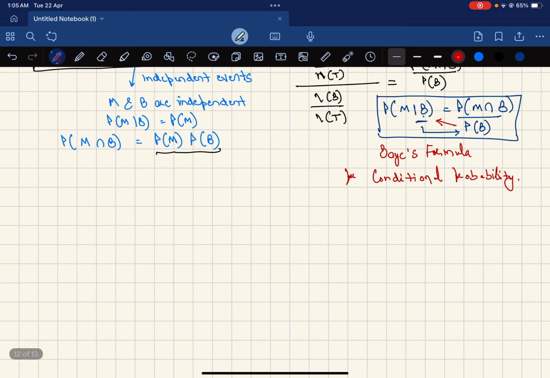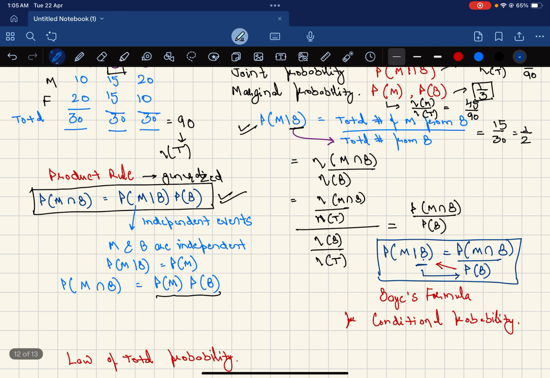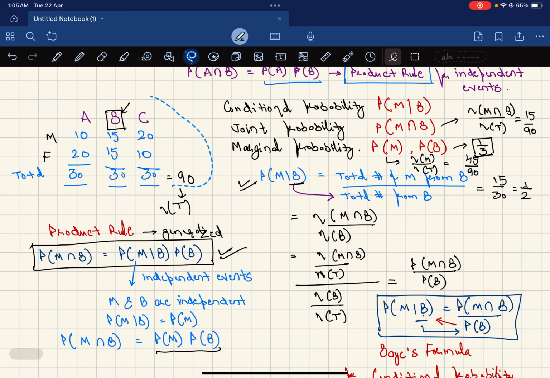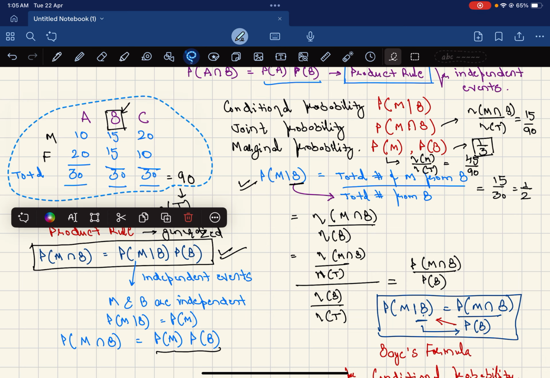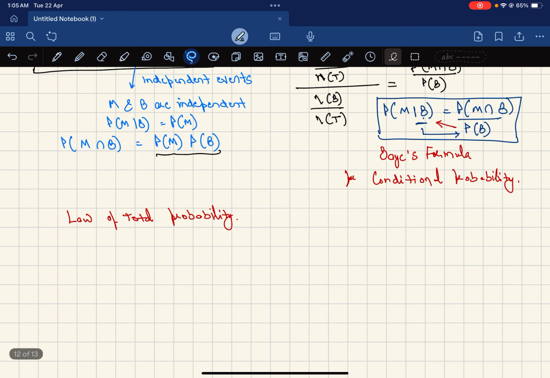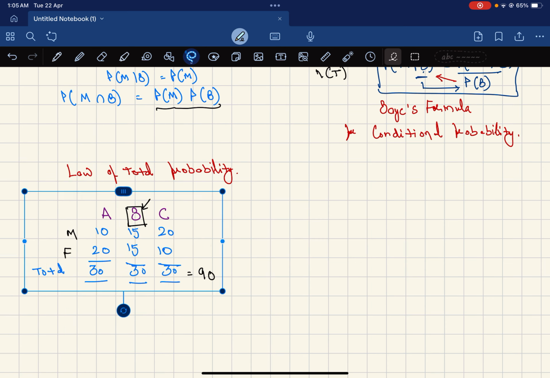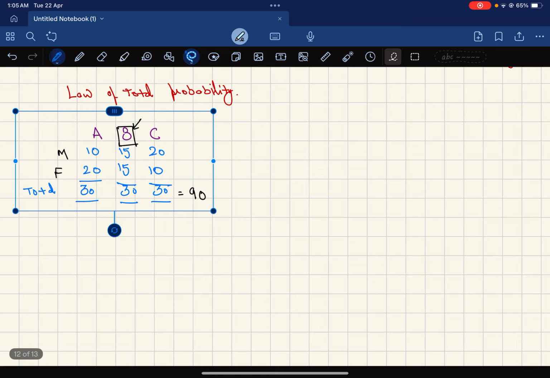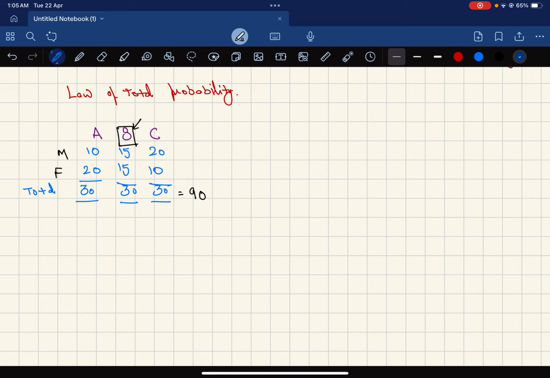Okay, so this is regarding the generalized product rule of probability. Now one last thing which we wanted to look at in this particular session is the law of total probability. Now let us say we again look at the same example here. We try to derive the law of total probability from this particular example.